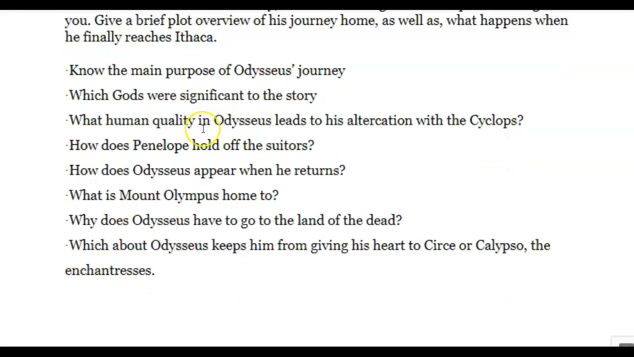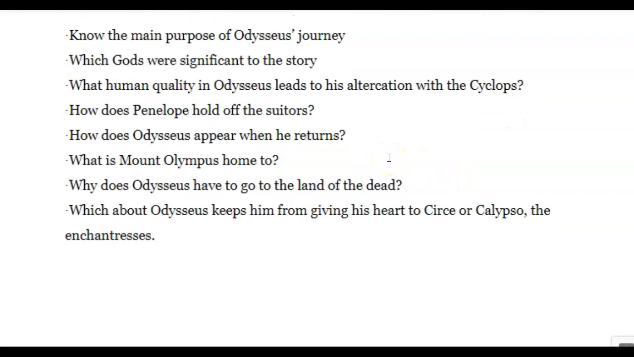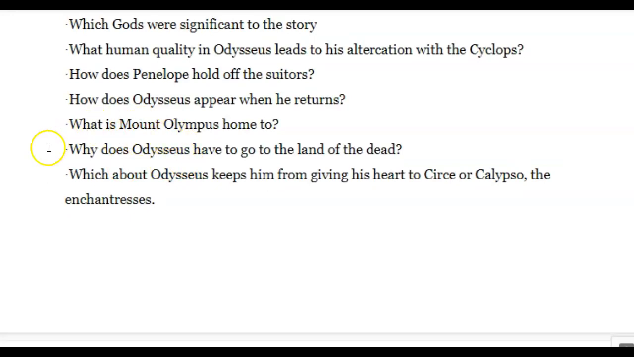All right, what human quality in Odysseus leads to his altercation with the Cyclops? It is going to be his hubris. Hubris is a Greek term, and it means excessive pride. So remember, he told the Cyclops all of his information as he and his crew were leaving. How does Penelope hold off the suitors? She unravels her picture. How does Odysseus appear when he returns? He appears a beggar. What is Mount Olympus home to? It is home to the 12 main gods and goddesses. And Zeus, really, he lives there.